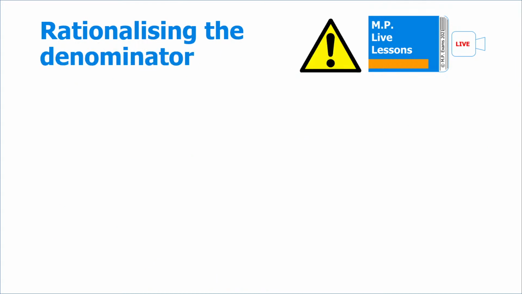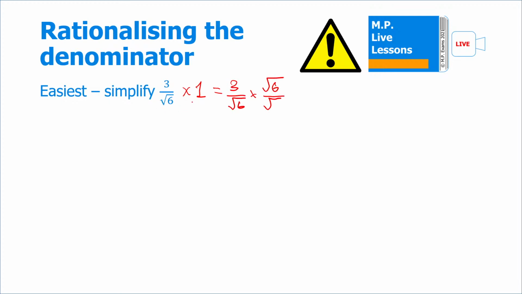Now, a hard topic for higher tier could be rationalizing the denominator, and the purpose is to get the denominator as a whole number. Because when calculators do this, it's much easier to divide by a whole number rather than an irrational number. So, for example, we could do something like this. That's an easy variation. And we have to multiply by 1 to keep it the same. But this is also the same as doing root 6 divided by root 6.